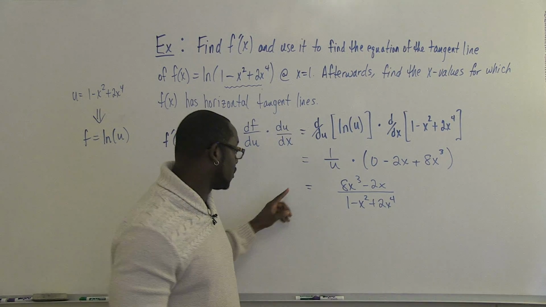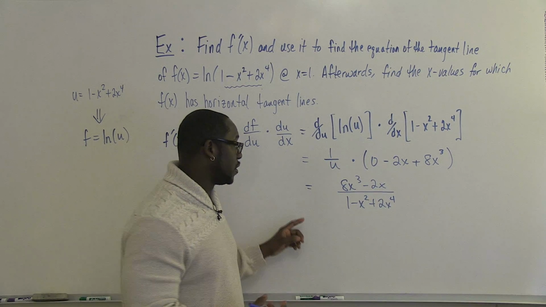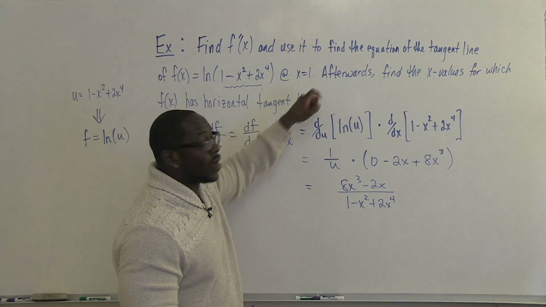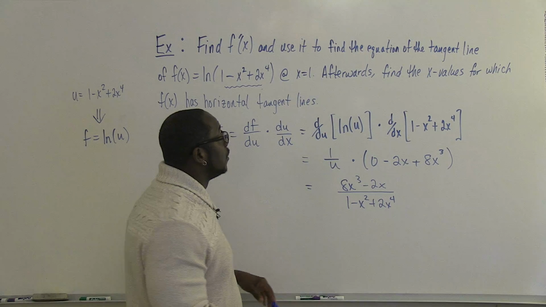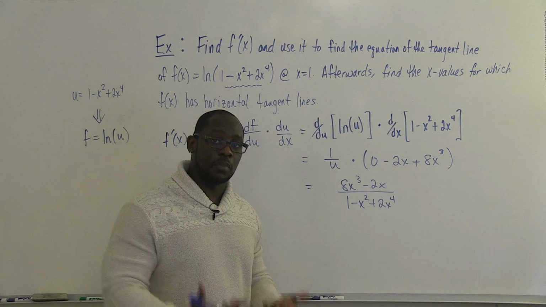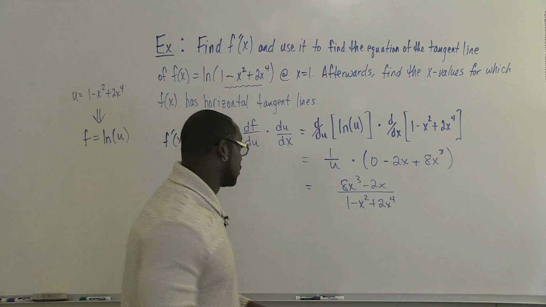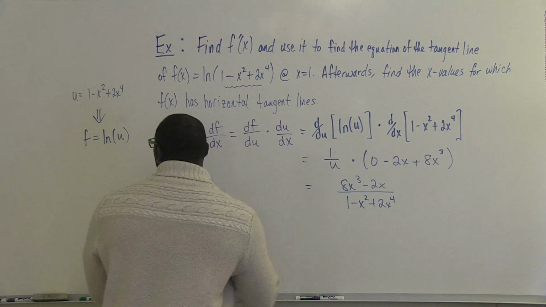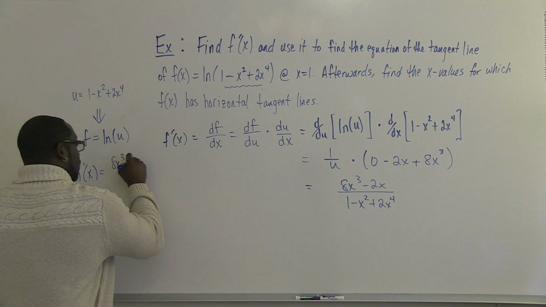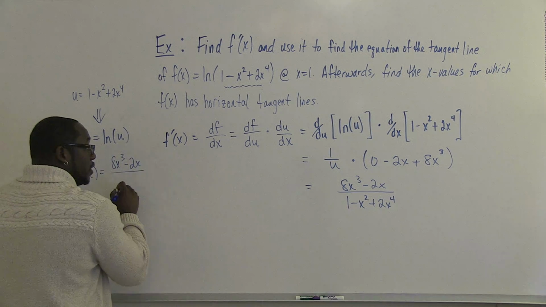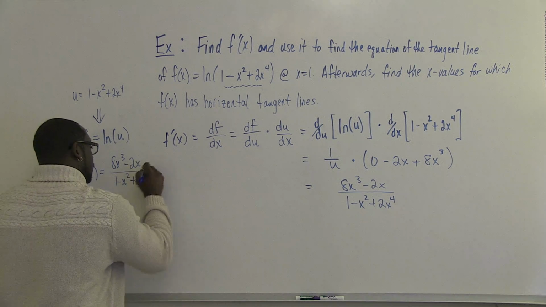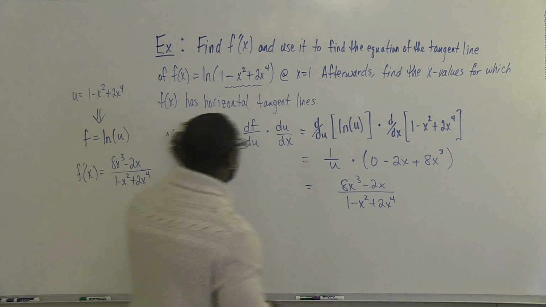So what we're going to do next is, now that we know what our derivative is, we will take this and evaluate it at 1 to find out our slope of the tangent line. And then we will take 1 and put it into the original function to find the y coordinate for the point which the tangent line goes through. Okay. So from here, we know that f prime of x is just 8x cubed minus 2x, all that divided by 1 minus x squared plus 2x raised to the 4th. So I'll go ahead and get rid of this.